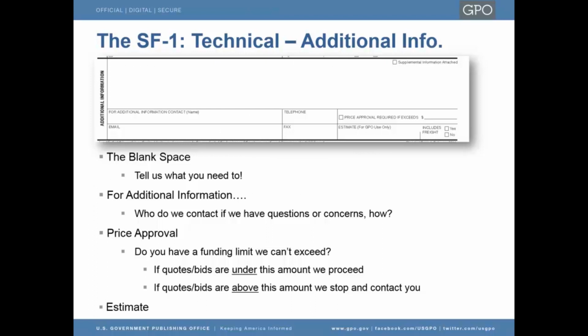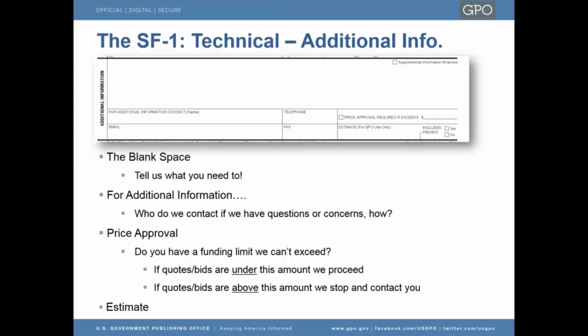In the blank space provided under Additional Information, you can describe any relevant information that you want us to know regarding your order. The contact fields provided are to document who GPO should contact for technical questions about the order. This may or may not be the person completing the form, and may or may not be the person who is signing the form to authorize it.